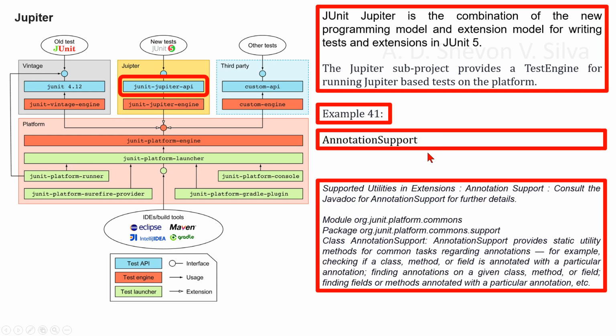Now we are considering annotation support in the supported utilities in extensions. Consult the Javadoc for AnnotationSupport for further details. Class AnnotationSupport in package org.junit.platform.commons.support in module org.junit.platform.commons.